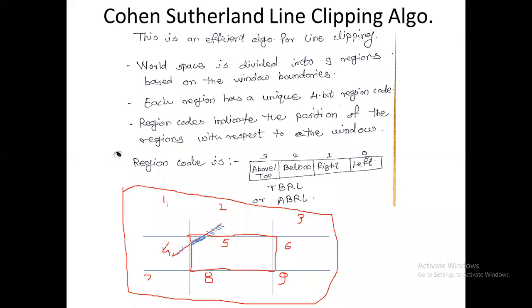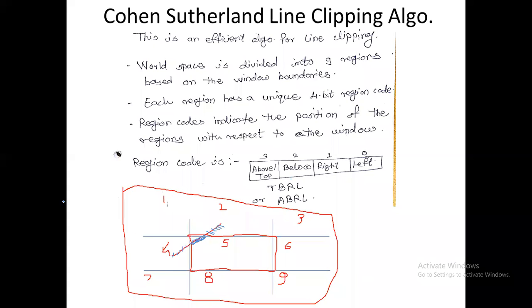Now we have to do all these things. So how can it be done? As I said, each region is assigned some region code, and these are the bit positions for that window. So how to assign this code? This first one is the left window boundary. This second vertical line is the right window boundary, this is the top or above window boundary, and this is the bottom window boundary.